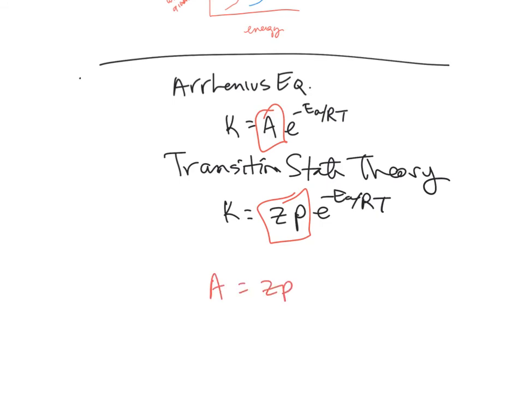So if you experimentally determine this value of A, which you can do, then you can determine at least the product of Z and P, and then with some other calculations you can figure out what Z and P are. And then graphically you can solve for EA and it'll be the same with either model. All right, so that's kind of the end of that.